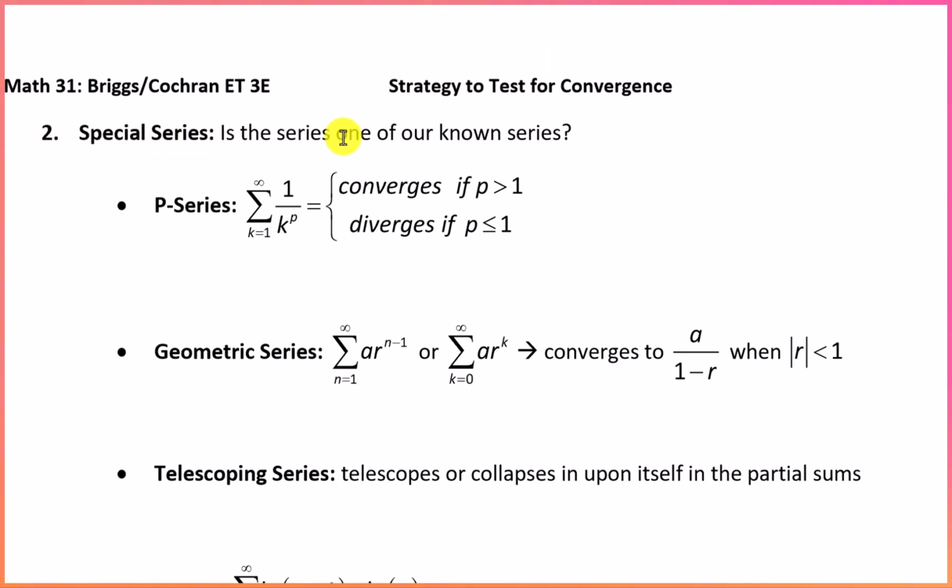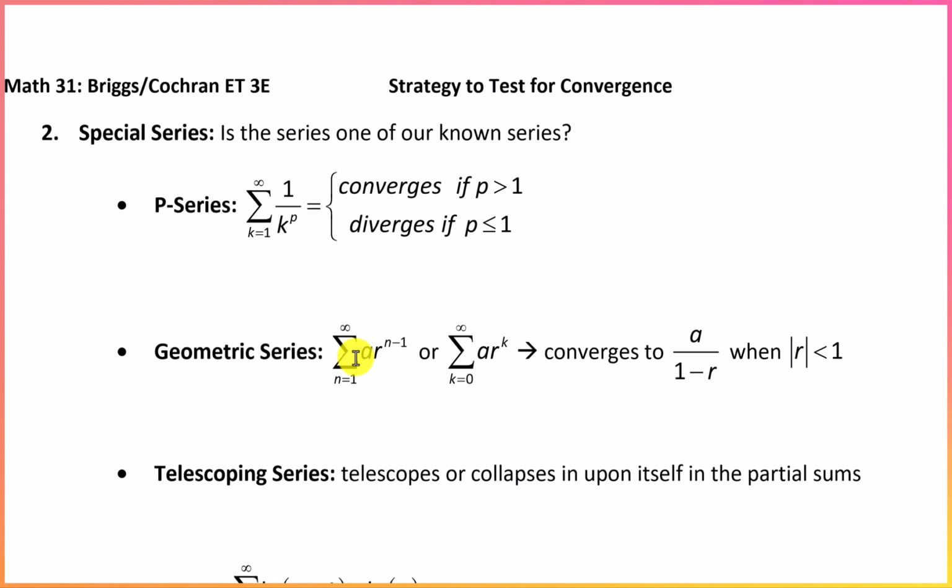Now, the next thing that we would want to consider is whether the series we're looking at is one of our special series. Is it one of our known, useful series that we've worked with? Of course, the first one I have here is the P series. Is it a P series? Because we can determine from the size of the exponent, greater than 1 or less than or equal to 1, convergence or divergence.